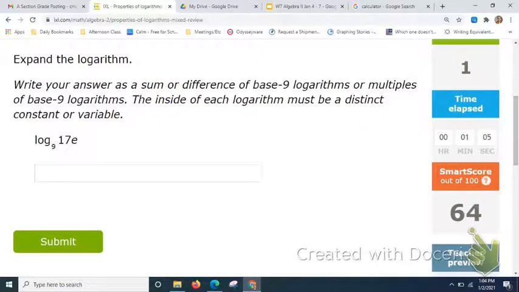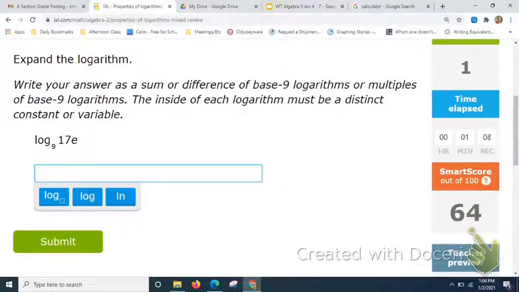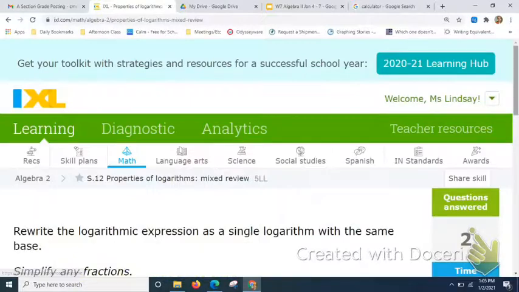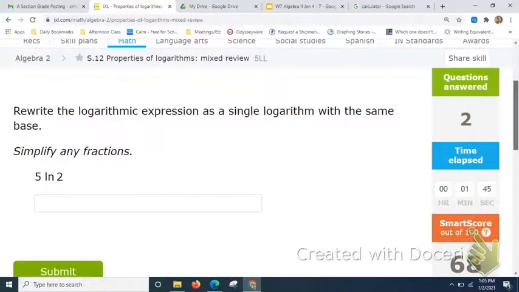Let's look at this one just to make sure nothing crazy going on here. So log base 9 of 17 plus log base 9 of E. E is special, it goes with natural log, and so I just want to make sure that they're not going to change things up here. Nope, still the same thing. So if you just treat it like another variable, you're all right.